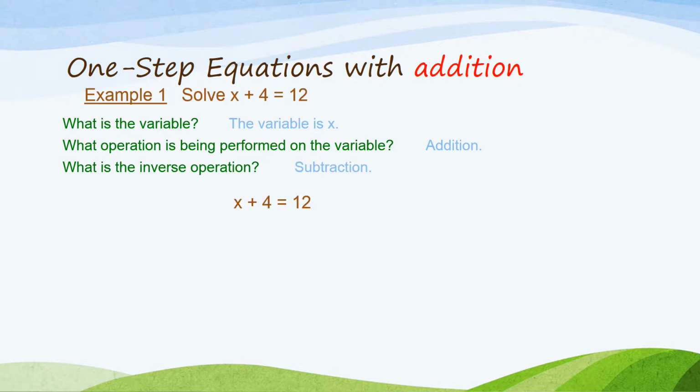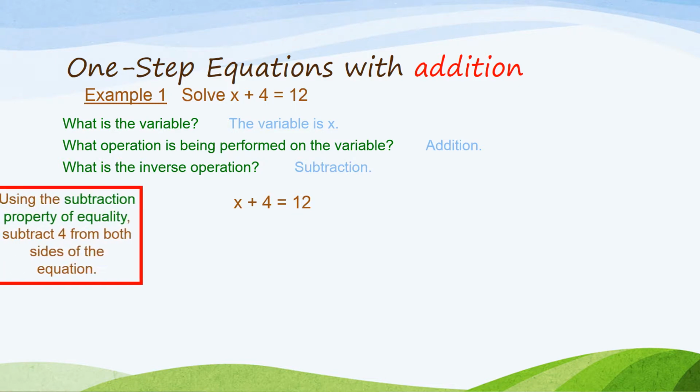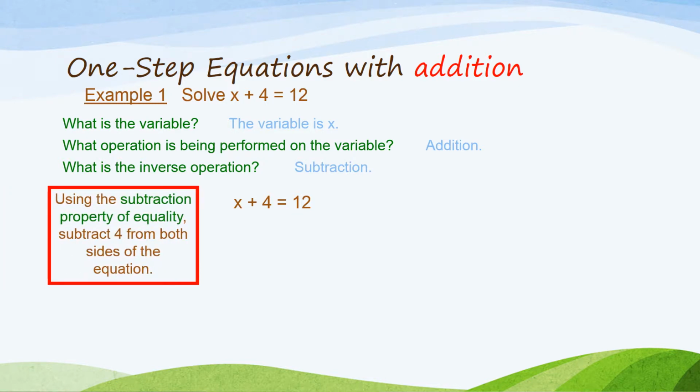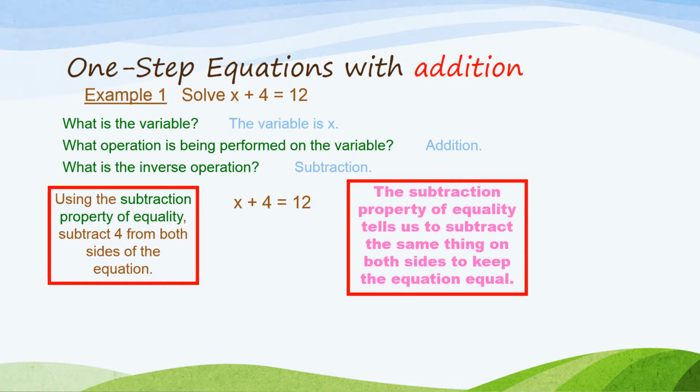So here we have our equation, x plus 4 equals 12, and we note that using the subtraction property of equality, we must subtract 4 from both sides of the equation. Now remember, to do this, you must do the same thing on both sides to keep the equation equal, just like a balance. So I'm going to subtract 4 from this side, and then remember we have to do it to the other side. So then we have x equals whatever 12 minus 4 is, and that is 8. So our answer is 8.